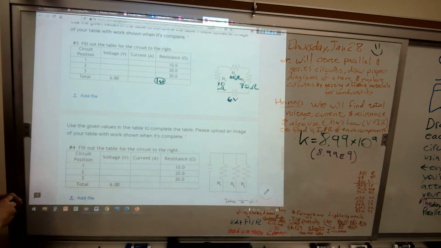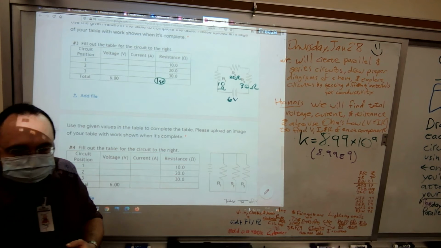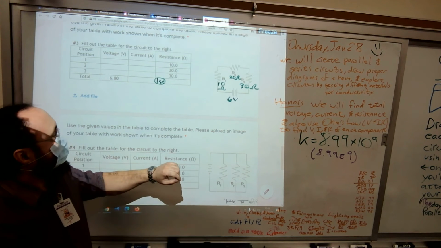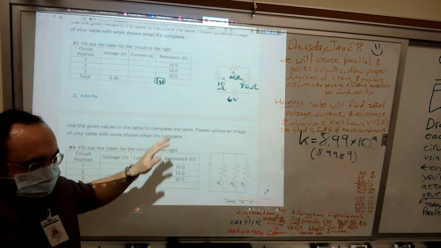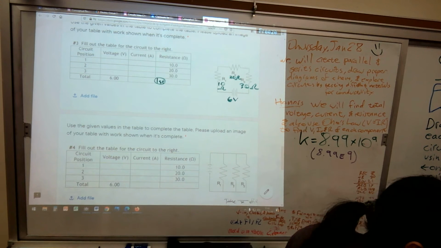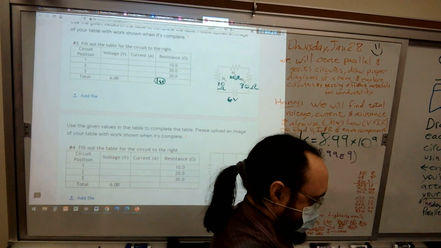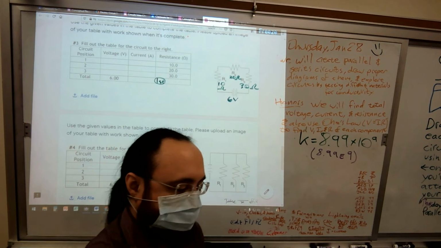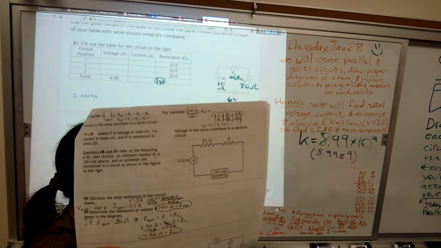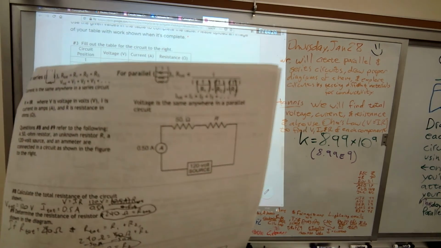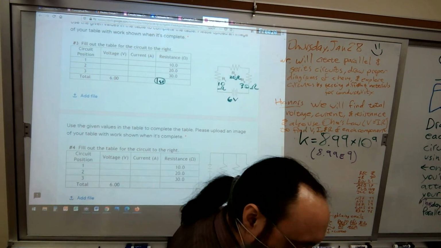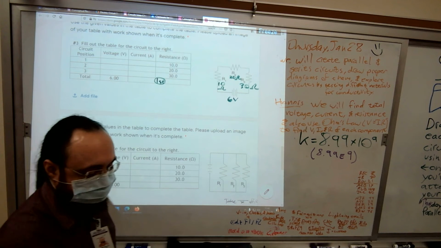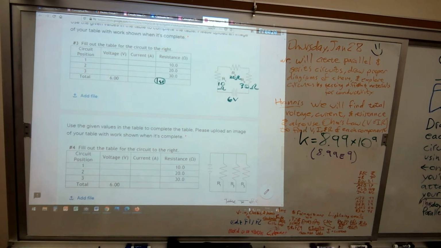Now you've got to look at the rules. I posted the rules on the assignment, so you should be able to look at them. I'll show you what rules I'm talking about. There, I'm talking about these rules. I can't see if y'all can see that or not, but the rules there at the top say for series, our total is R1 plus R2 plus R3, and for parallel, our total is 1 over R1 plus 1 over R2.